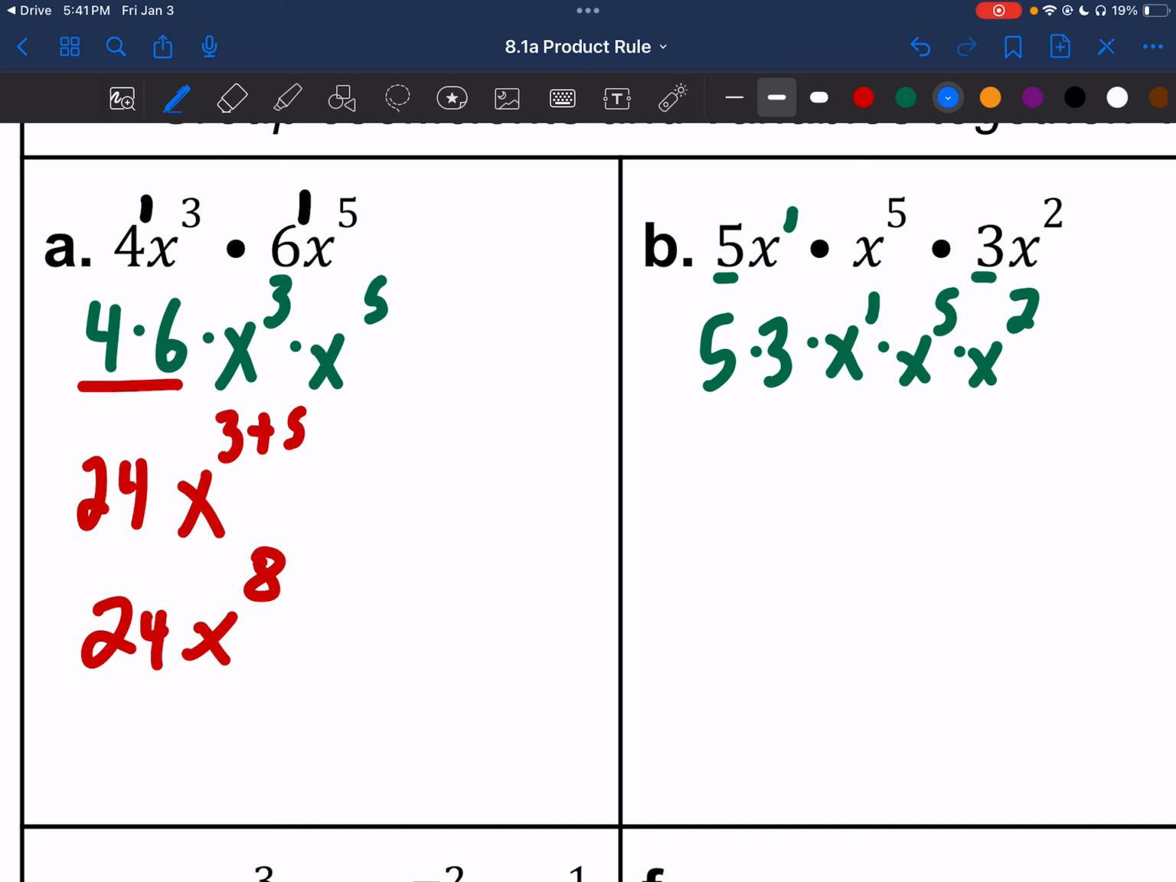So let's start. We do our multiplication. We've got 5 times 3 is 15. And then we've got our base, and we're going to add our 3 exponents together. So it's 1 plus 5 plus 2. And we get our 15, our base of x, 1 plus 5 plus 2. 5 plus 1 is 6, plus 2 is 8. So we have 15x to the 8th power.